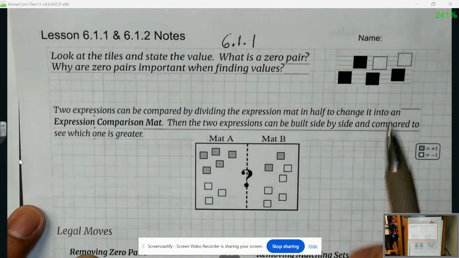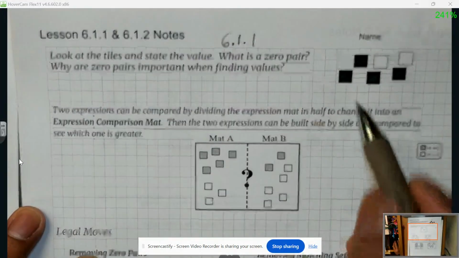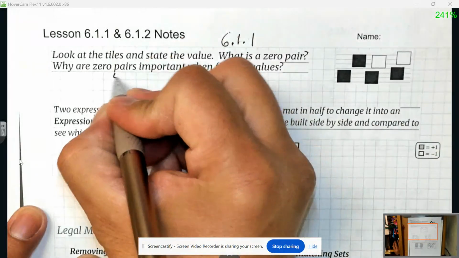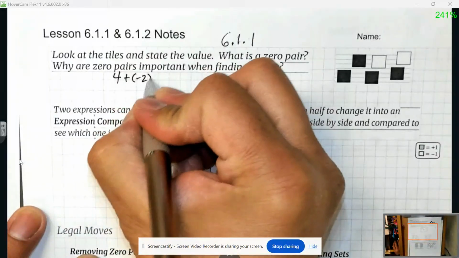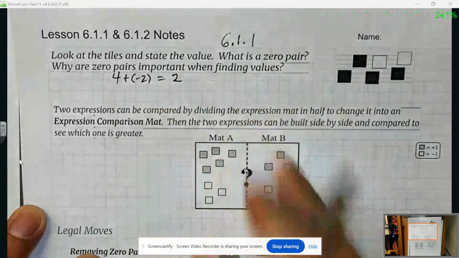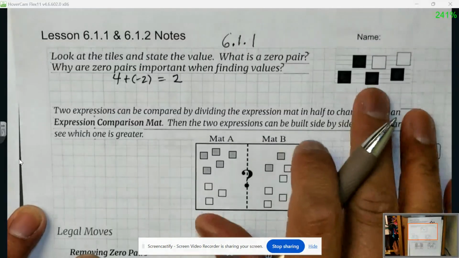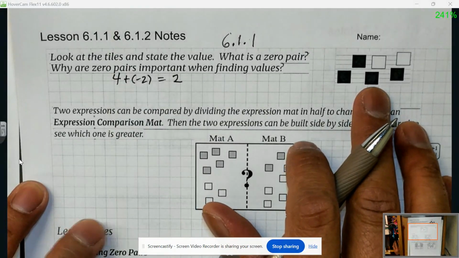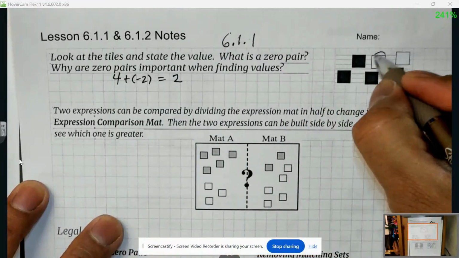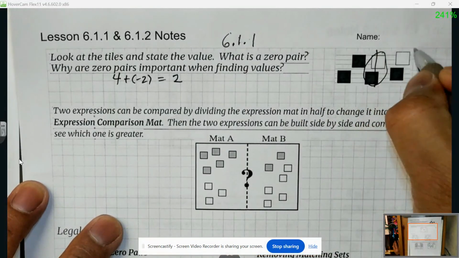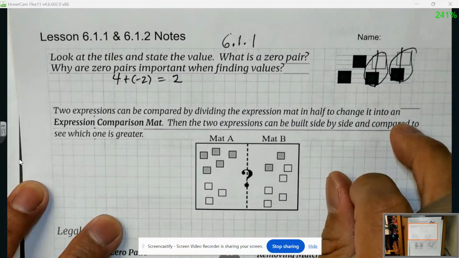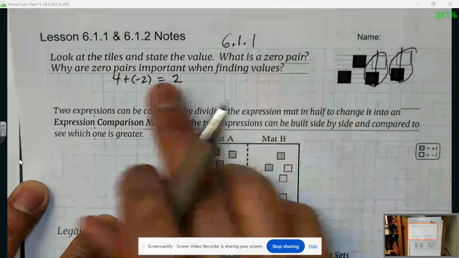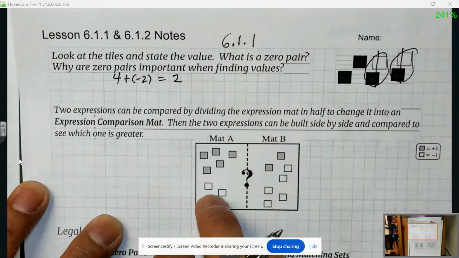So we look at this collection of tiles, what is the value? And we can see that this is 4 positives and 2 negatives. So 4 positives and 2 negatives will give you a value of 2. Now this points out what a zero pair is, because working with zero pairs earlier, we realized that we can take zero pairs and just take them out of the expression, which gives us those two that we saw from the beginning.